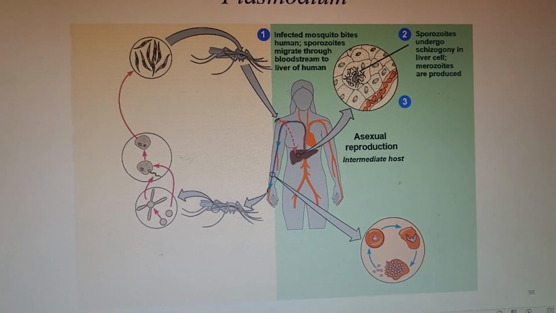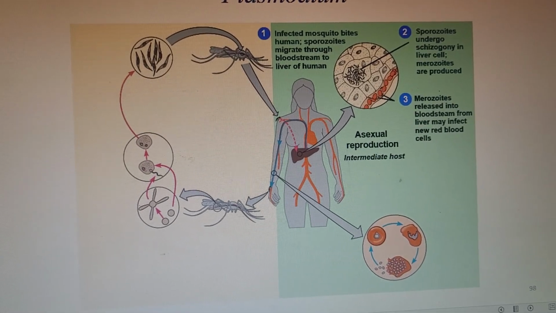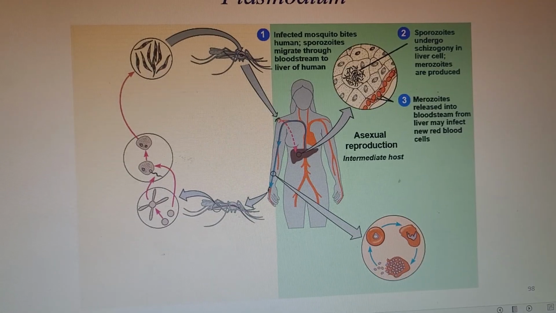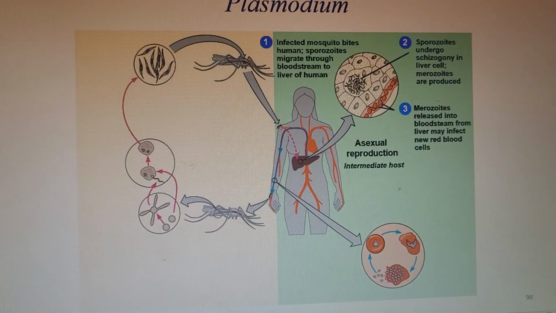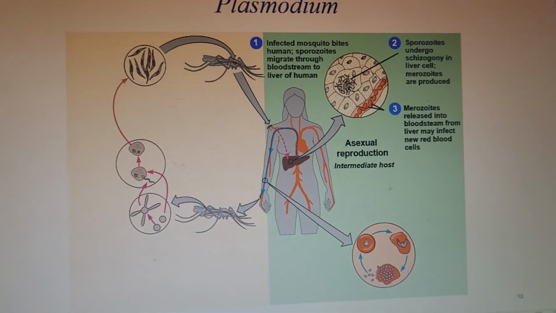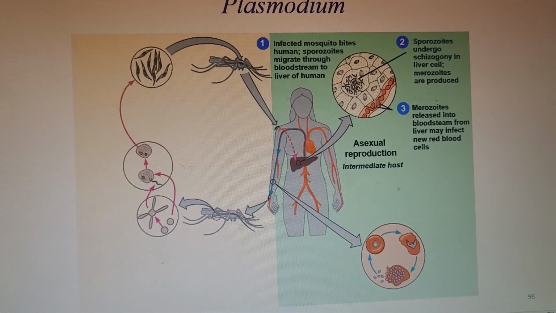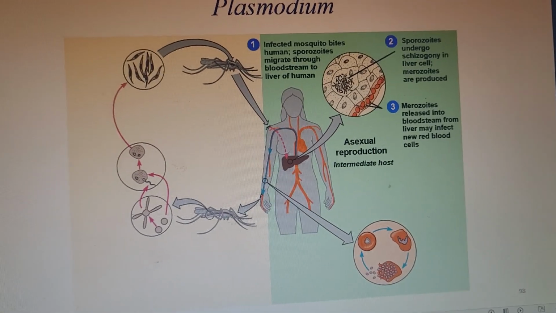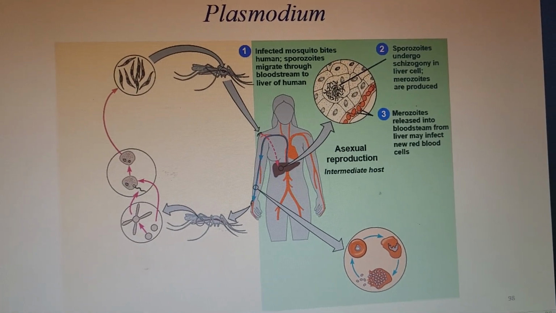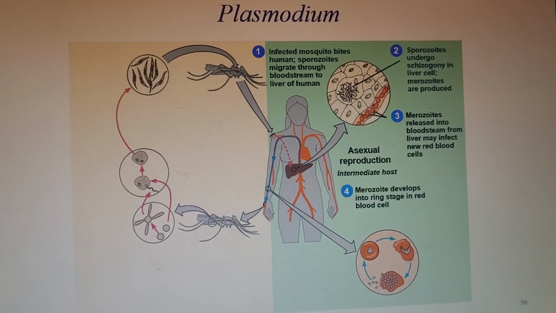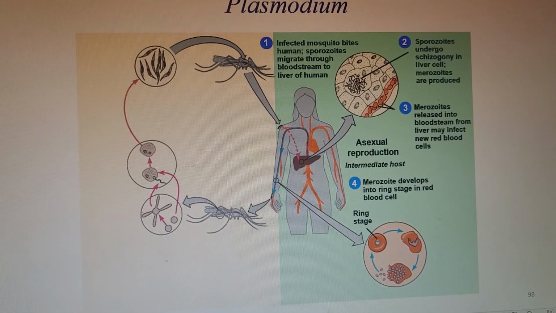And the third phase is the merozoites are released into the bloodstream from the liver and may infect new red blood cells. This is typical of Plasmodium falciparum and Plasmodium malariae. They don't cause relapses. Plasmodium ovale and Plasmodium vivax, however, may reinvade other liver cells, causing what we call relapses. We move to the fourth, where the merozoites will develop into a ring stage in red blood cells.